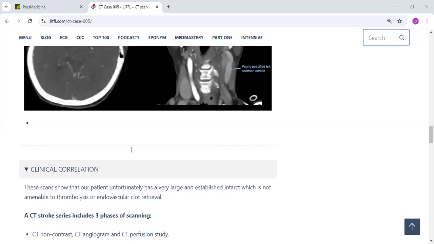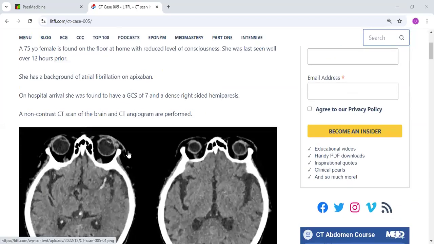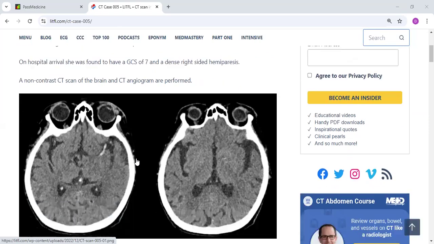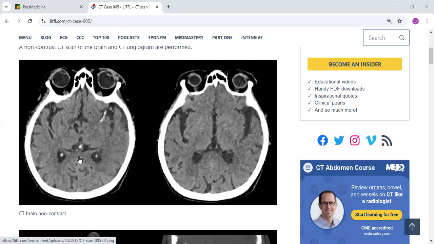So here we'll see a CT of a 75-year-old female found on the floor at home with reduced level of consciousness, and she was last seen well over 12 hours prior. She has a background of atrial fibrillation on apixaban. On hospital arrival, she was found to have a GCS of 7 and a dense right-sided hemiparesis. A non-contrast CT scan of the brain and a CT angiogram were performed.